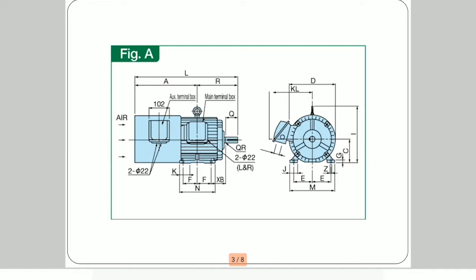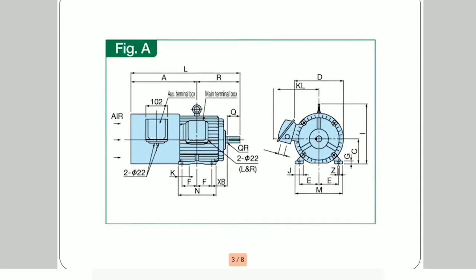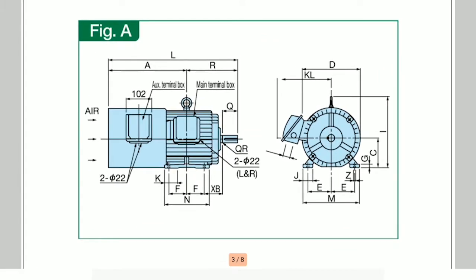So students, you draw the orthographic projection of the machine. So this is the diagram. I told you to draw it in your sheet.